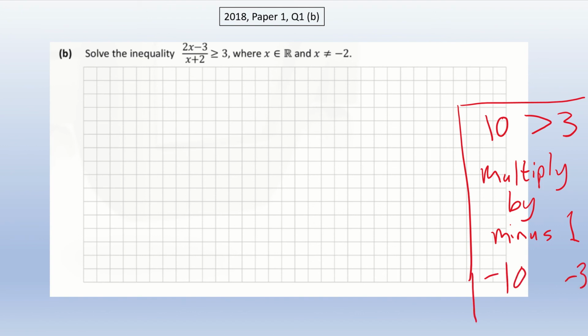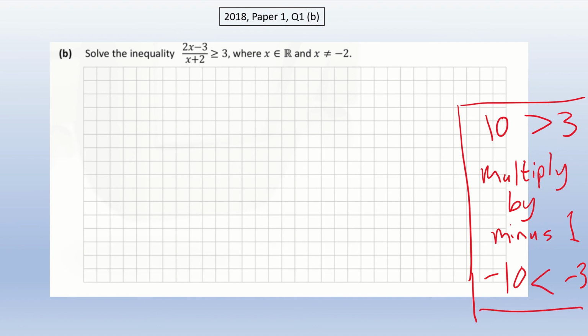Now, if I kept the inequality sign the same way, that statement at the bottom would be incorrect, because -10 is not greater than -3. So I have to change the direction of my sign in order to make that statement correct. Otherwise, as it stands right now, you're telling me lies, because that does not work. -10 is not greater than -3.